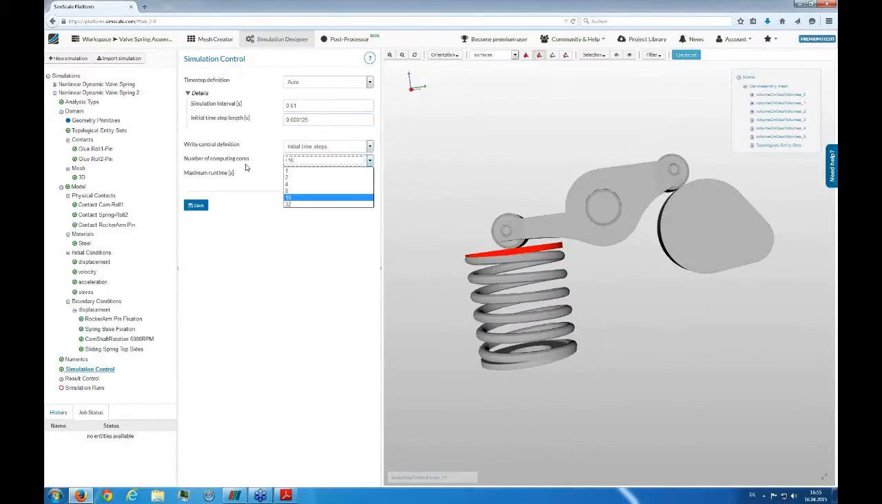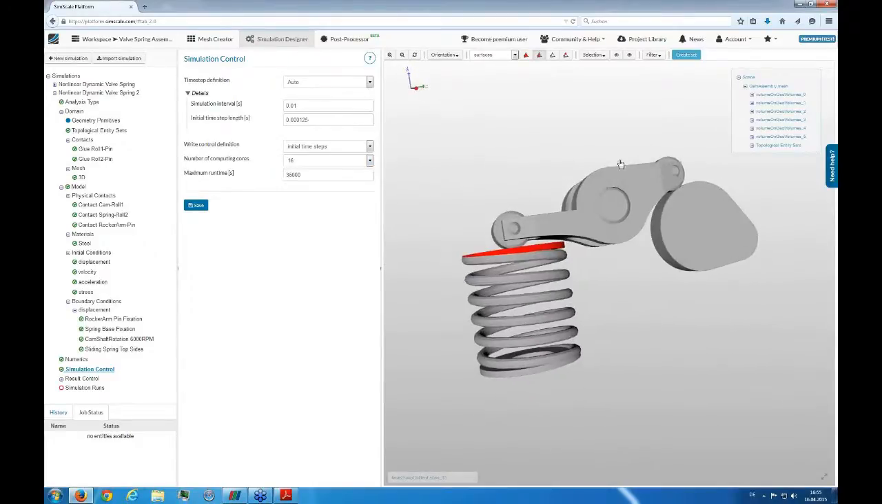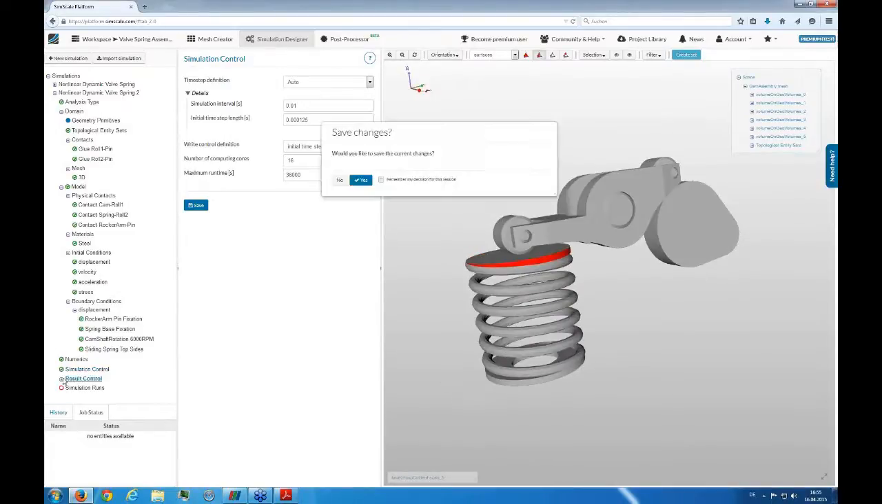And that's it. We used a high number of computing cores because this is highly nonlinear and we have to compute a lot of time steps, so that we get the solution very quickly. And basically that's it.